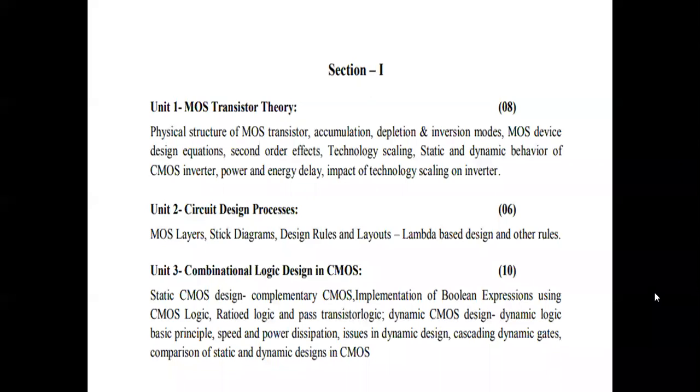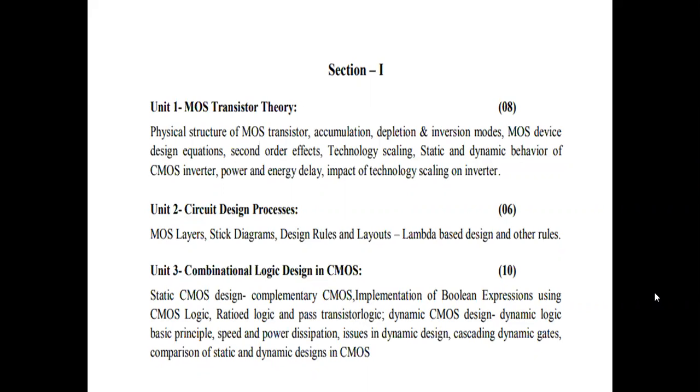Now coming to unit number 2, that is the circuit design process. In that, we are going to discuss MOS layers, then stick diagram, design rules and layouts for this stick diagram, lambda based design and other rules. This is what we are going to cover in unit number 2, the circuit design process.